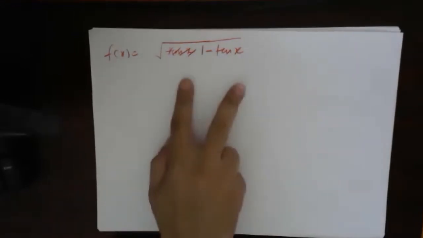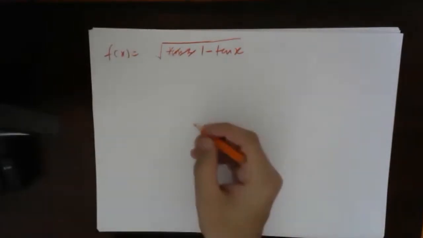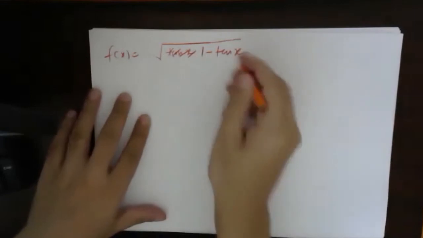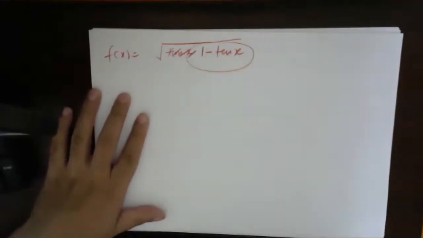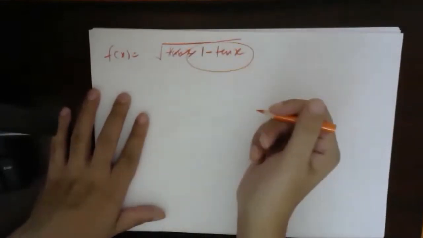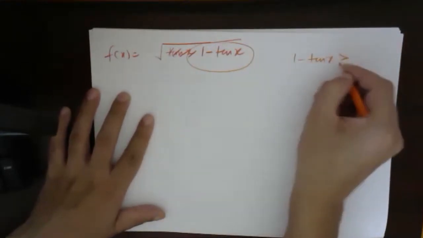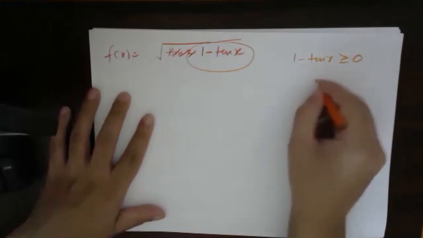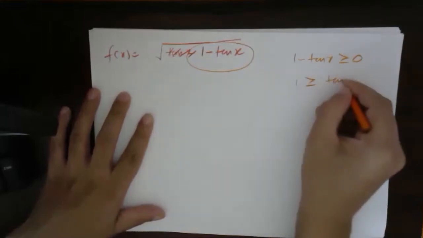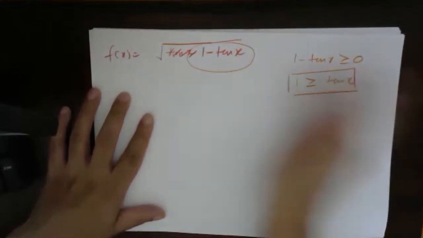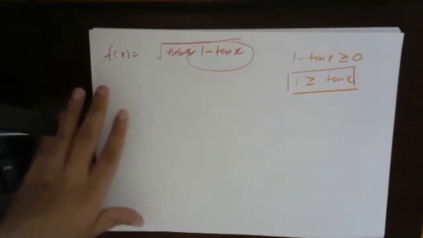Okay, so let's solve this one. Fine. So what is happening is that this is now again in root and 1 minus tan of x. So this has to be greater than or equal to 0. So I will simply write 1 minus tan of x should be greater than or equal to 0. Right? So that means tan of x should be less than or equal to 1.